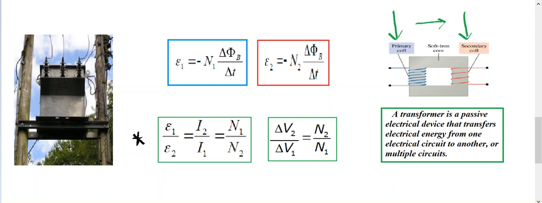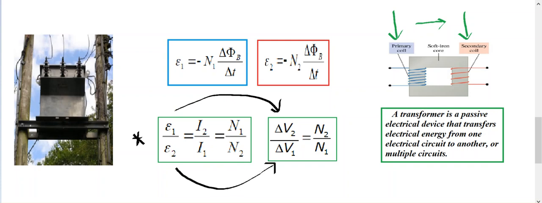So the ratios here are as follows. The induced voltage of coil 1 over the induced voltage of coil 2 is proportionate to the current in coil 2 over the current in coil 1, which is also proportionate to the amount of turns in coil 1 over the amount of turns in coil 2. And since the E that we see in this first green box is voltage, we could also say that the change in voltage is also equal to the amount of turns.